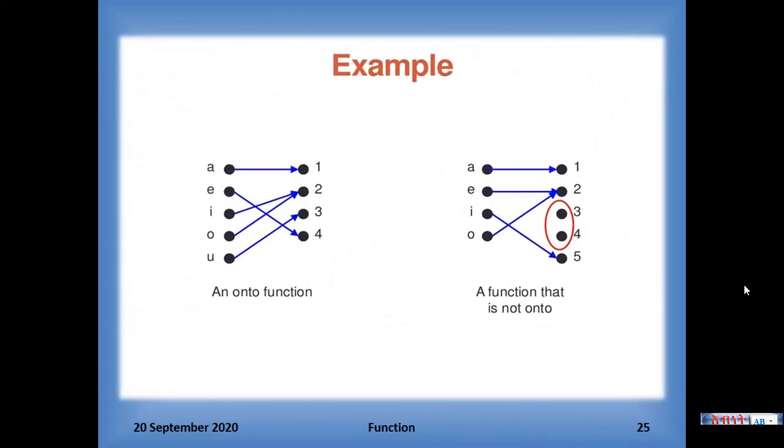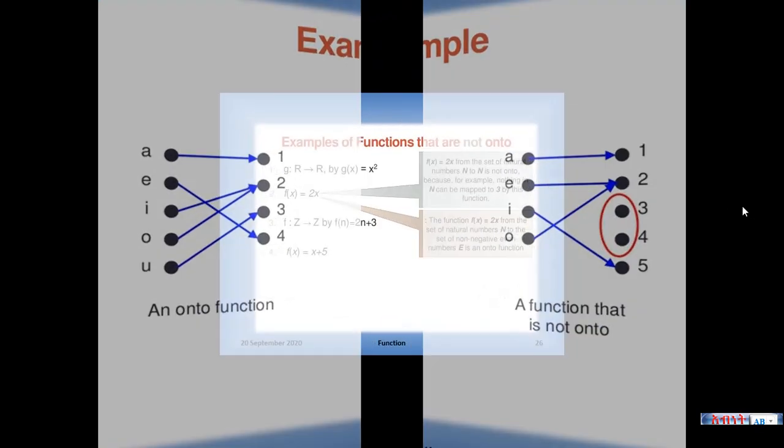Let us see an example. This is an onto function. This is not an onto function, because 3 and 4 have no pre-image here. But 1 has a pre-image, 2 has a pre-image, but 3 and 4 have no pre-image. So this is not onto.